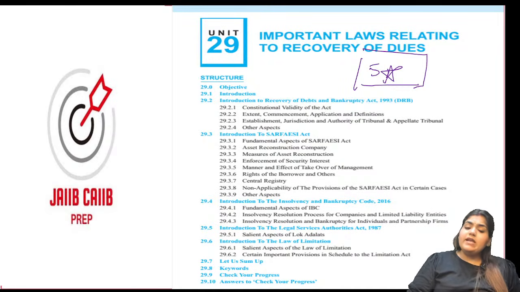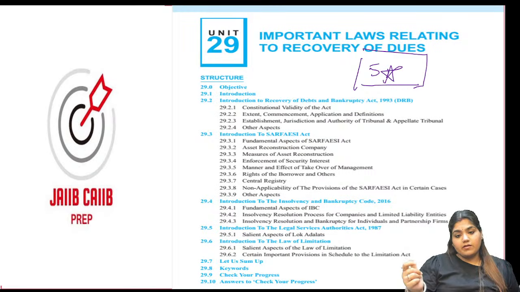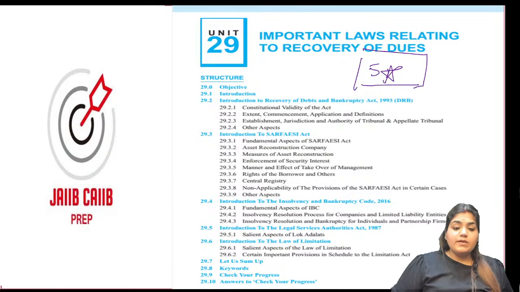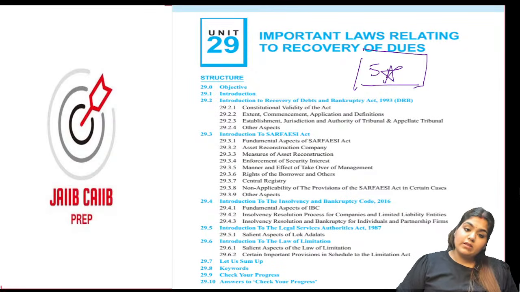DRT is an organization where we go for debt recoveries. If your loan is more than 20 lakh rupees, you can go to DRT. For SARFAESI, you do not need to go to any tribunal or court. You can just go and acquire the property. But the outstanding amount should be at least 20% of the loan and above 1 lakh. The Bankruptcy Code is for corporate entities, telling what to follow if insolvency and bankruptcy happens. The Legal Services Authorities Act tells us to go to Lok Adalats.